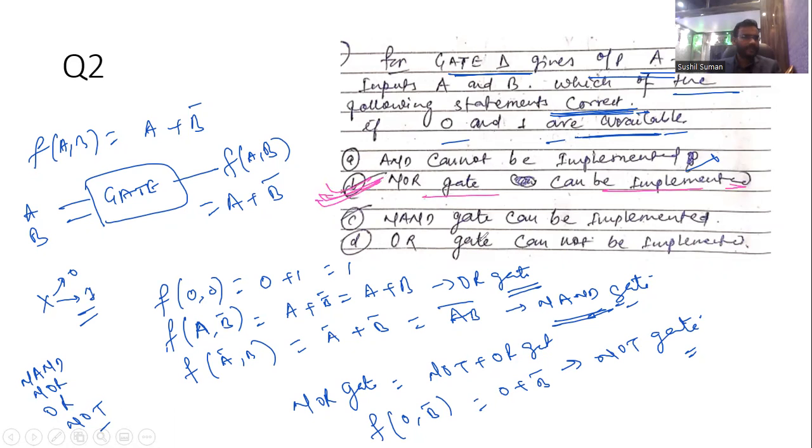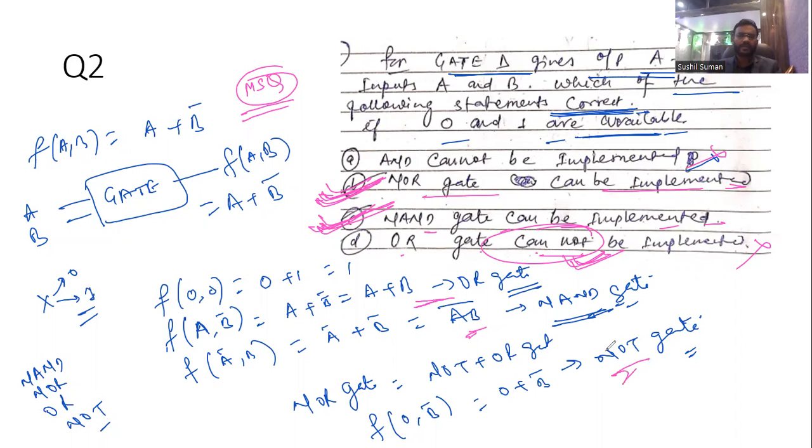NOR gate can be implemented. Yes, NOR gate can be implemented. NAND gate can be implemented. Yes, NAND gate can be implemented. OR gate can be implemented. So this option is not true. This is your MSQ type of question, where more than one option is correct. So options B and C both are correct. Got it? Just put these values because this becomes your NAND gate, this becomes your OR gate, this becomes your NOT gate. Just take the screenshot.